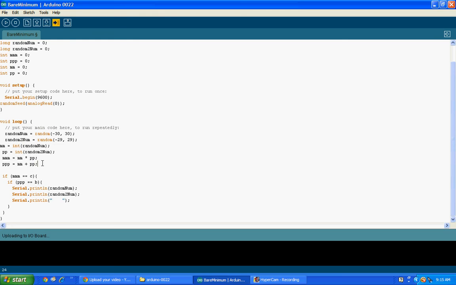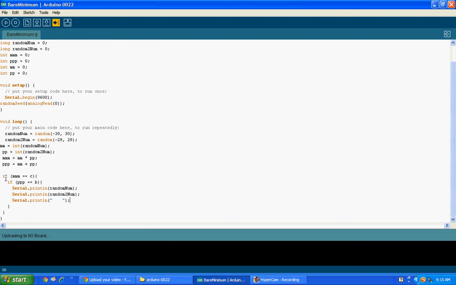Then this value called mm, I don't know why, converts the long value of random num to an integer, and then pp does the same thing. And then mmm equals mm times pp, alright, and ppp equals mm plus pp. So that's the way it would work.